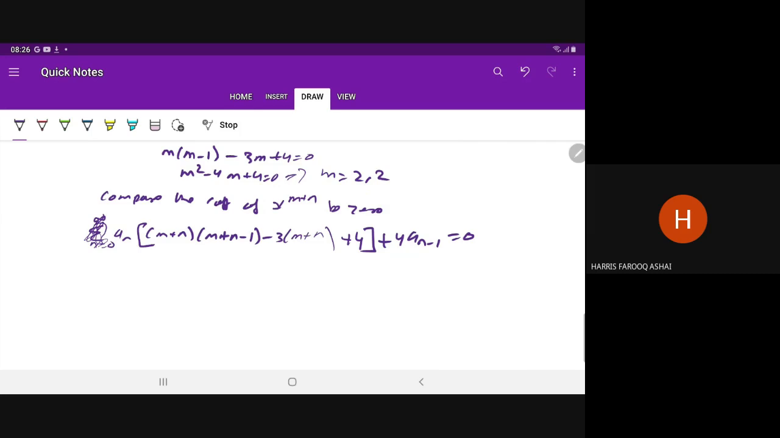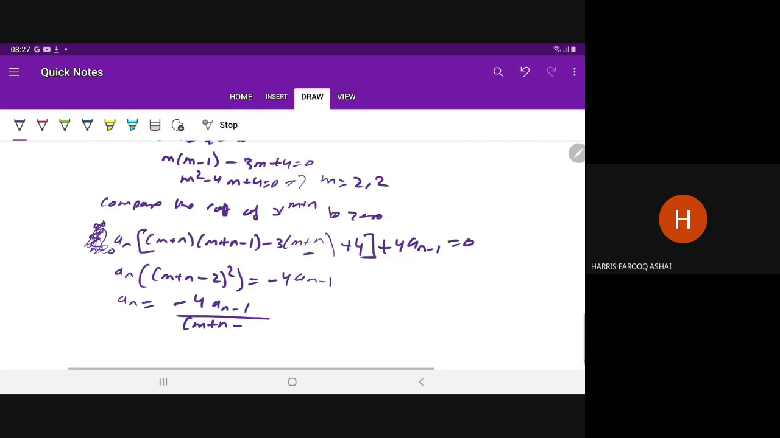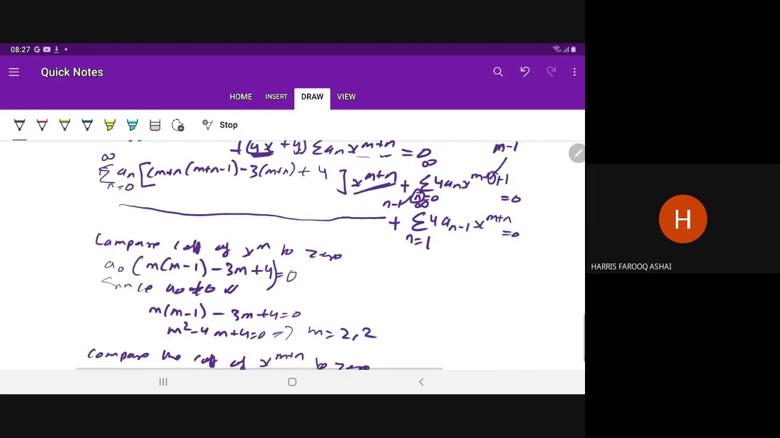So from here you can write a_n into (m plus n minus 2) whole square is equal to minus 4 a_(n minus 1). Sir, won't we get m plus n in the second term? In the 4 a_(n minus 1), where we have the 4, n starts from 1, so it will be m plus 1.